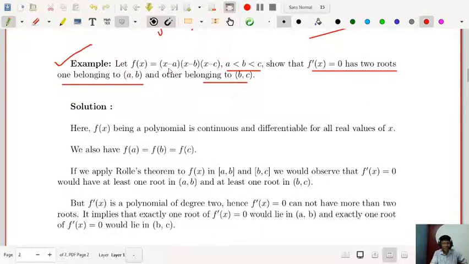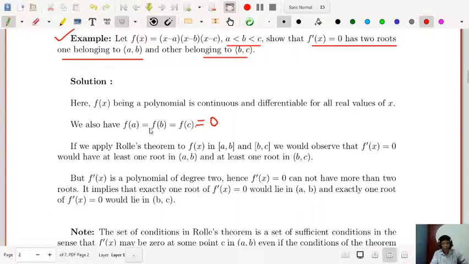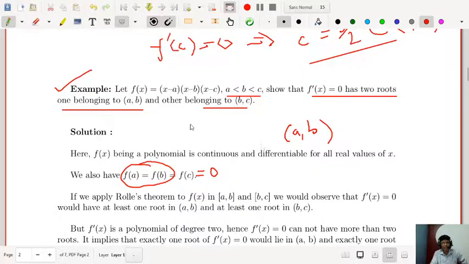So you can easily check that f(a) equals 0, f(b) equals 0, and f(c) equals 0, right? All three values are equal. So if you apply Rolle's theorem on a and b, that is in this part, in the open interval (a, b), then f is differentiable and continuous, because it's a polynomial, a cubic polynomial.